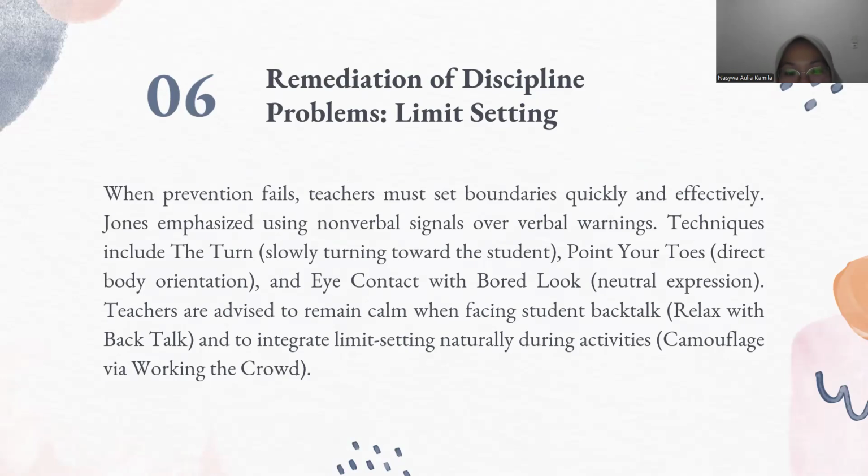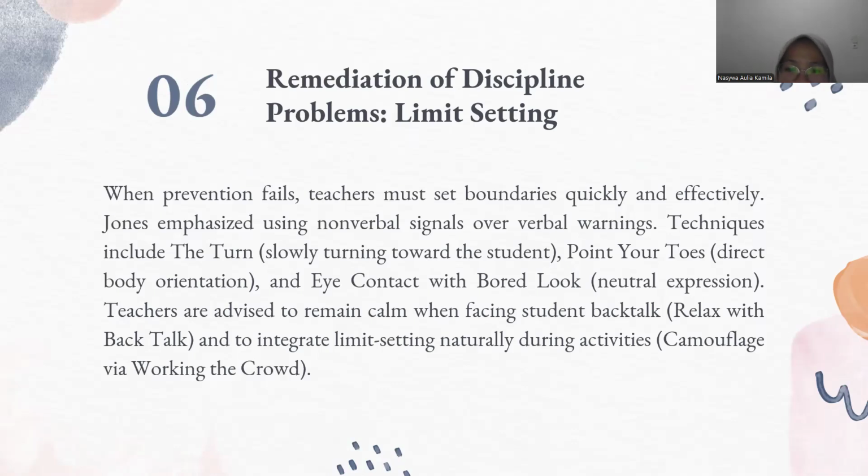So, when discipline problems appear, Jones suggested handling them calmly and non-verbally. He emphasized that calmness shows strength, while anger shows weakness. Some techniques he recommended: the first one is the turn, which is slowly turning your body towards the misbehaving students to show you notice. The second one is point your toes, fully directing your body towards the student and showing serious attention. The last one is eye contact with a word, look. Look at the students calmly without looking angry or emotional.